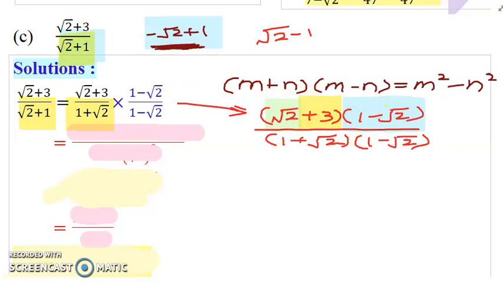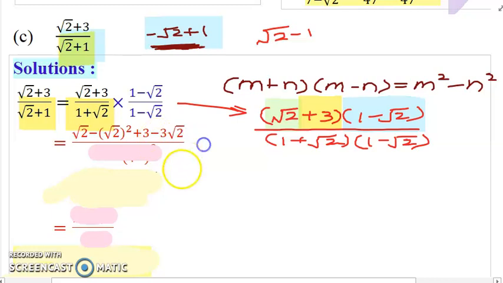So after I break it in this way, my expansion uses the one highlighted in green, multiplied with the second bracket highlighted in blue. So I start with square root of 2 multiplied with 1, it gives me square root of 2. Square root of 2 multiplied with negative square root of 2 gives me negative bracket square of square root of 2. Then the one highlighted in yellow, 3, multiplied with the one in blue, gives me 3 minus 3 square root of 2.